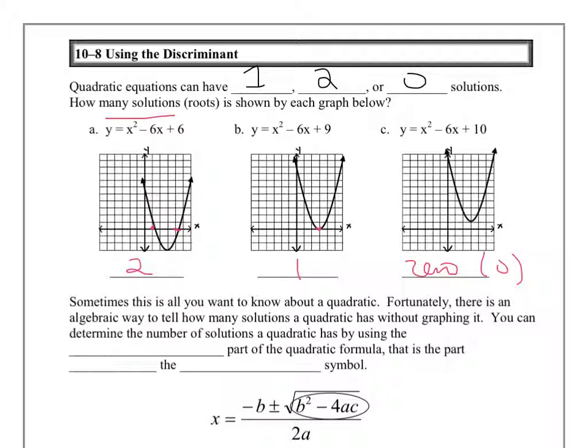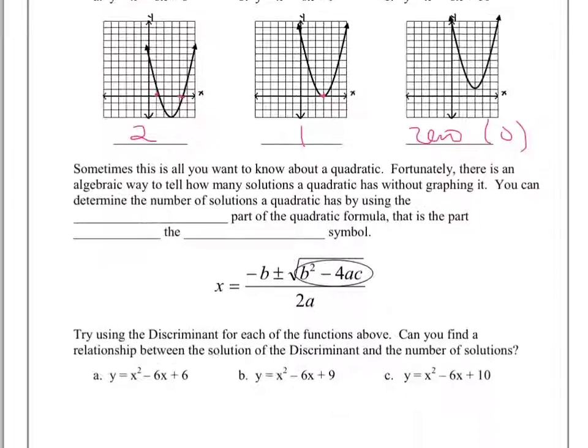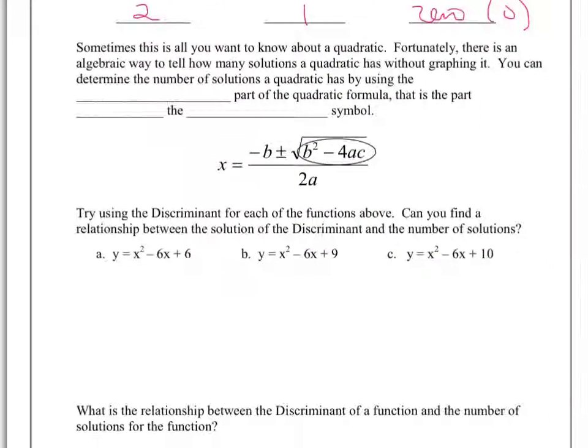Okay, it doesn't cross. So the reason that we use this is because sometimes all we want to know is how to graph it. There is an easier way that we can do this, by just determining the number of solutions that the quadratic formula has. We can do this by using something called the discriminant.